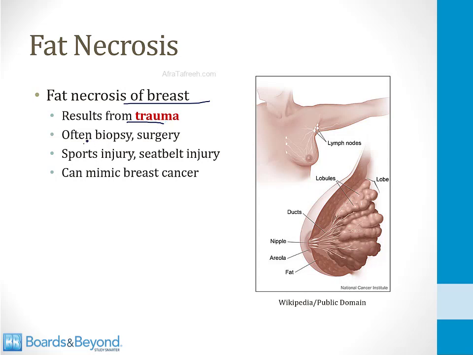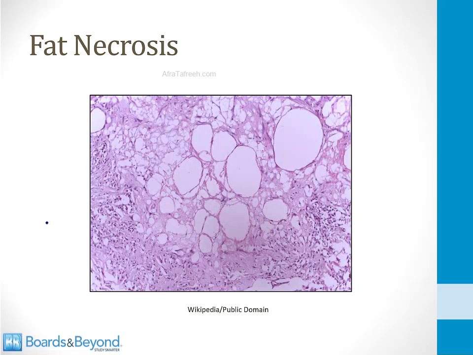Often this is after a biopsy or surgery on the breast, but it can also be from a sports injury or a seatbelt injury. And unfortunately, many women develop fat necrosis without recalling the injury because it didn't seem that bad at the time. They will present with a lump that can mimic breast cancer, and it can be hard to differentiate this from malignancies of the breast. And this is a picture of fat necrosis of the breast, very easy to recognize under the microscope because of the big lobules of fat.